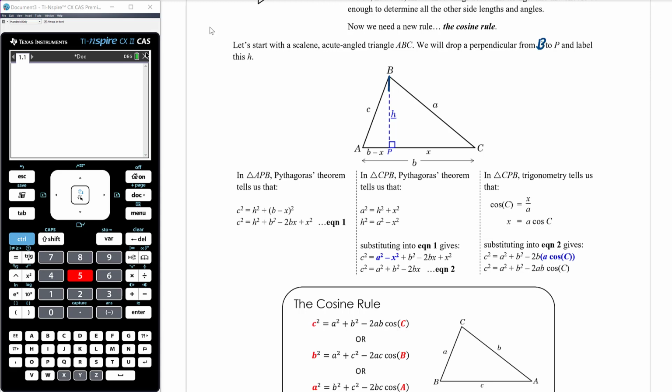So we're going to drop it from B, perpendicular, so that means it's at a right angle to the base of the triangle. And where it meets the base, we're going to call that point P. And we're going to label this H. This is the height of the triangle. So what we've done by doing that is we've divided our triangle into 2 right angled triangles.